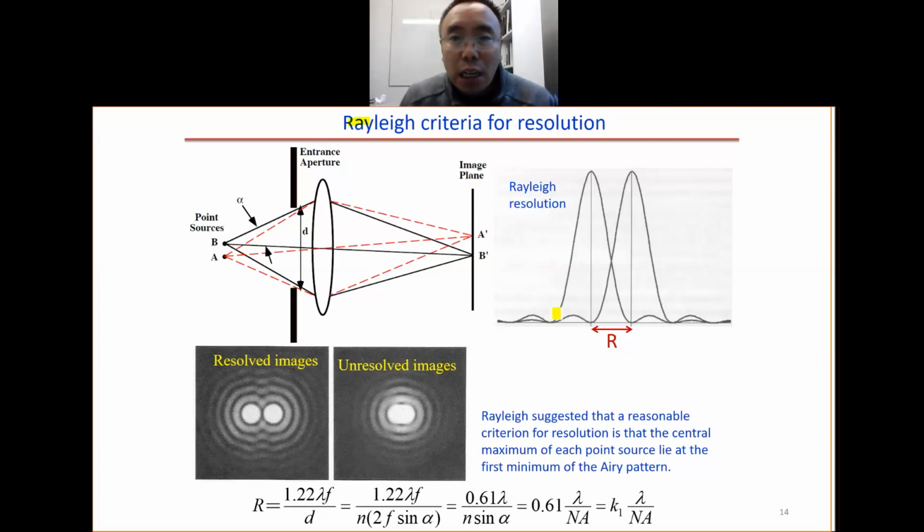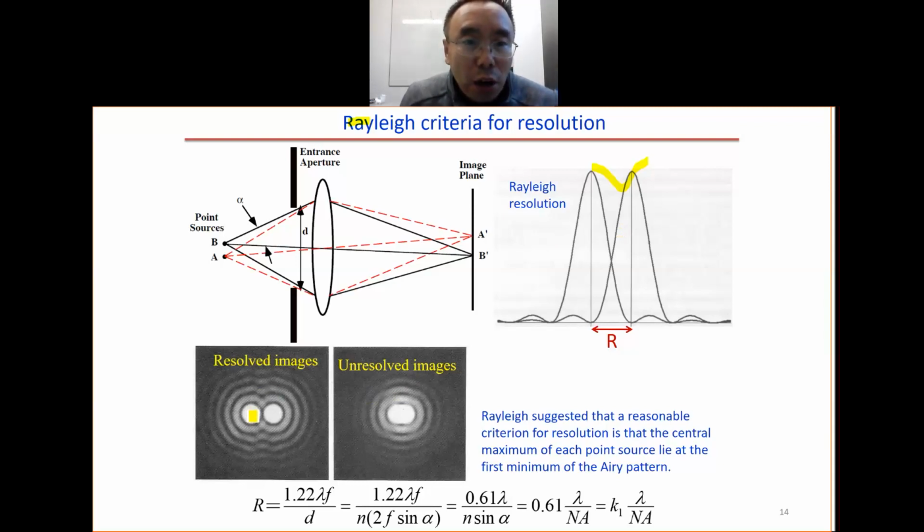He said that when the minimum of the first peak overlaps with the maximum of the second peak, those two spots can just be resolved. So the light intensity profile will be something like this. Go down, go up. This is the light intensity profile. This is the Rayleigh criterion. You can see this image.